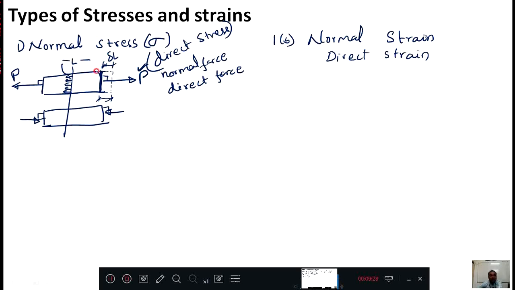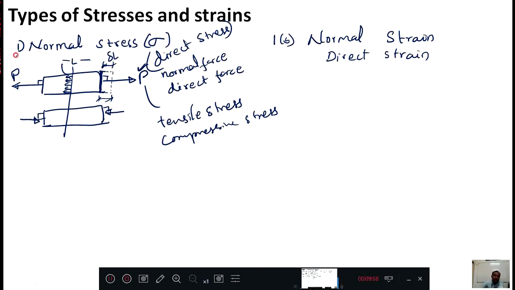Now this normal stress may be of two types: tensile stress or compressive stress. If the nature of the force is pulling the body, then this is called a tensile stress. And if the nature of the force is pushing the body, contracting it, then that is called a compressive stress. Tensile stress and compressive stress are normal stresses only.